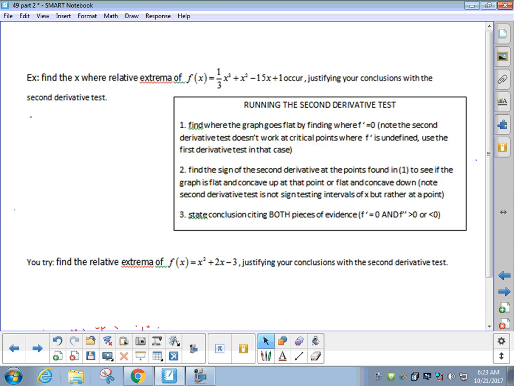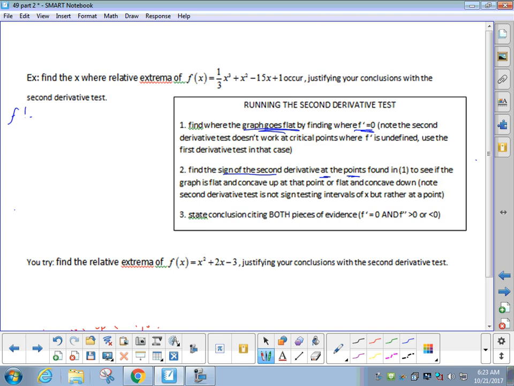Here we go. So let's talk about what this looks like in action. If you want to find relative extrema by the second derivative test, the first thing you're going to do is find where the graph goes flat by saying where the derivative equals 0. After we have that point, then we find the sign of the second derivative at the points we find, and then we make our conclusions. So that's the process. Here goes.